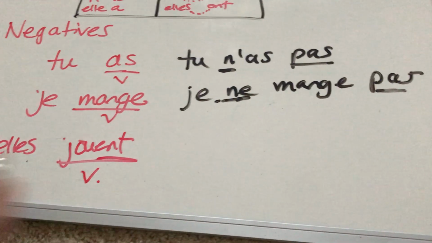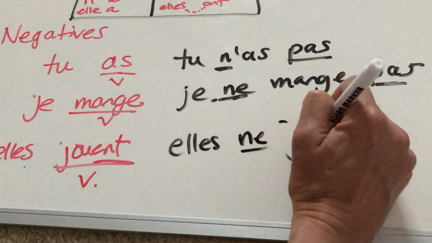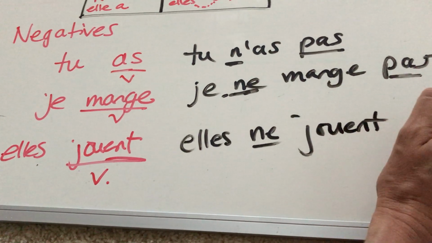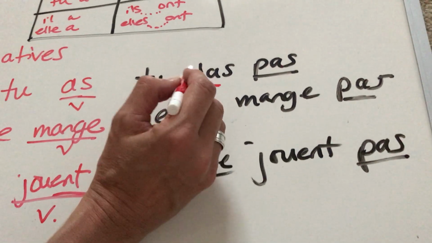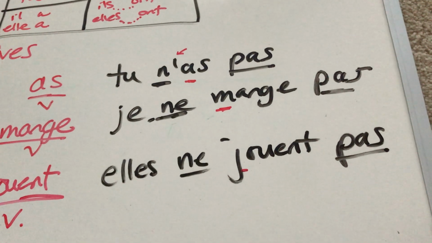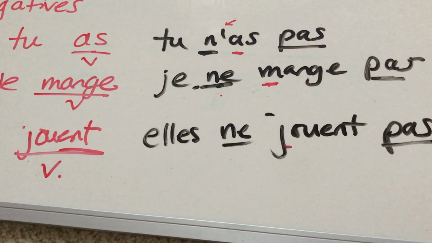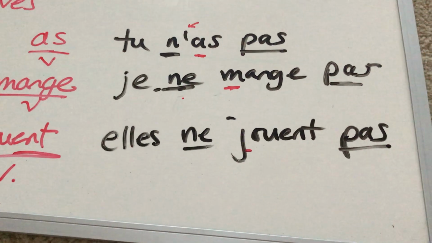So I've got to make sure that as I make it into a negative, when I say they, elles ne jouent pas. Notice too that sometimes if we have a vowel starter, this will become a little apostrophe, but only if that verb is going to start with a vowel starter. Otherwise, we'll keep it as ne. Voila, those are the big topics of chapter 1.2. Fini.